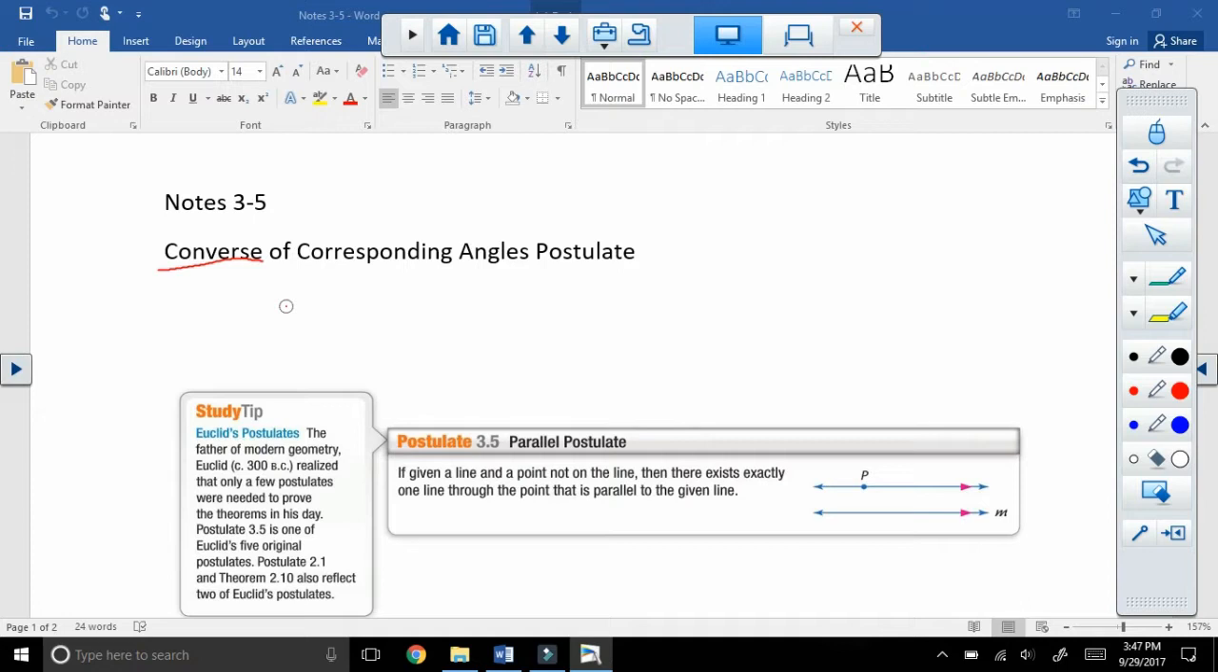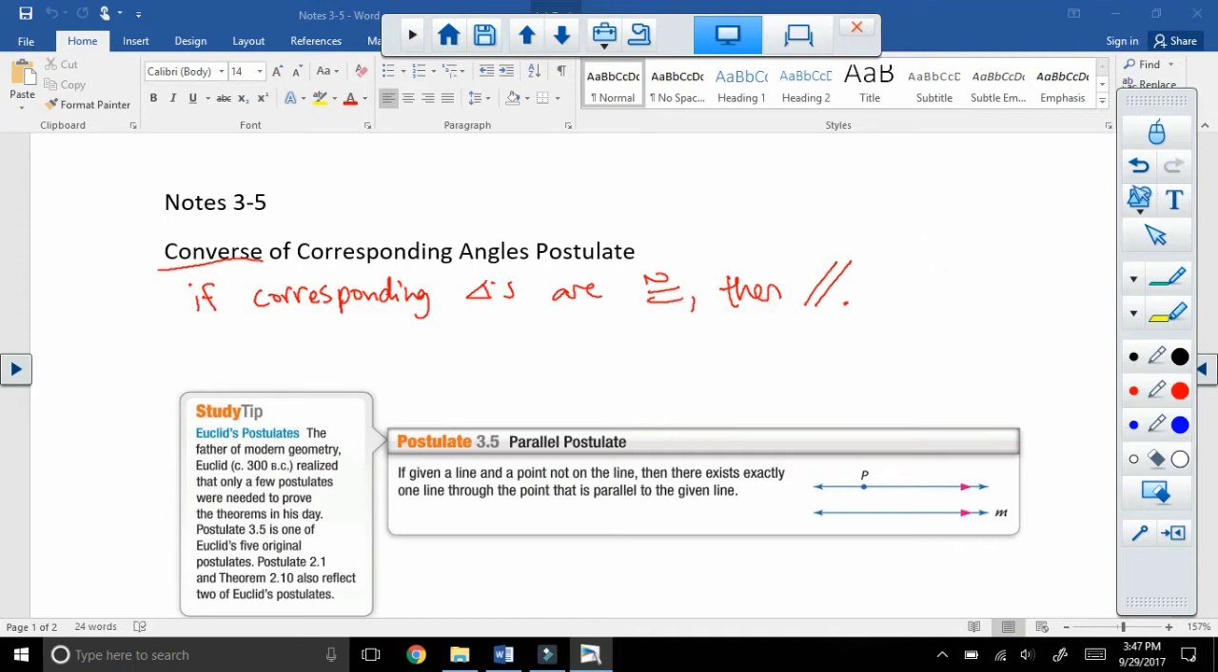So I'm going to go through those pretty quick, and I'll show you how I want you to write those out. Instead of remembering that this is the converse of the corresponding angles postulate, we can just write out what it says. So the converse says that if you have corresponding angles and they are congruent, then you know that the lines are parallel. So I just abbreviate this. I'll write, if corresponding angles are congruent, then the lines are parallel.